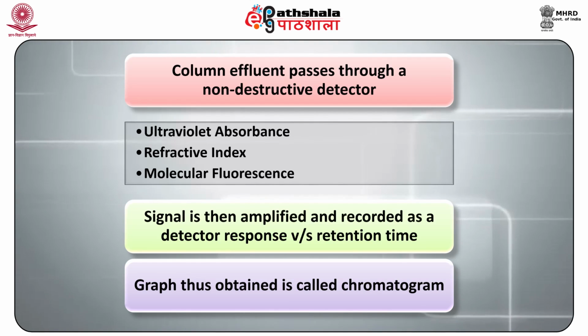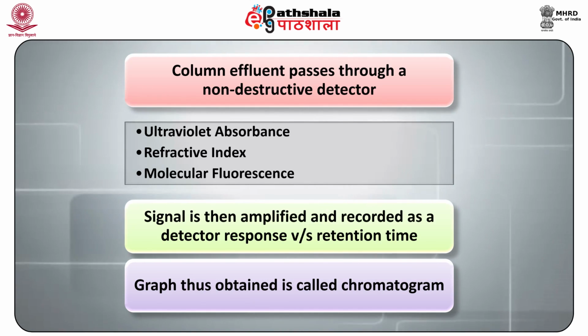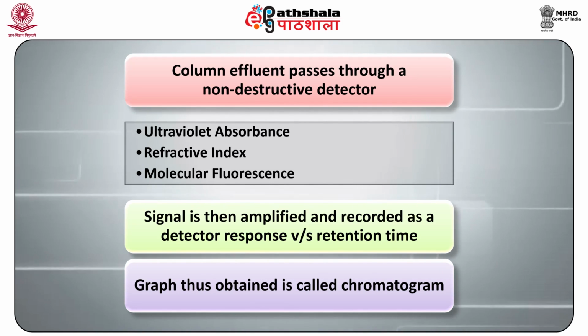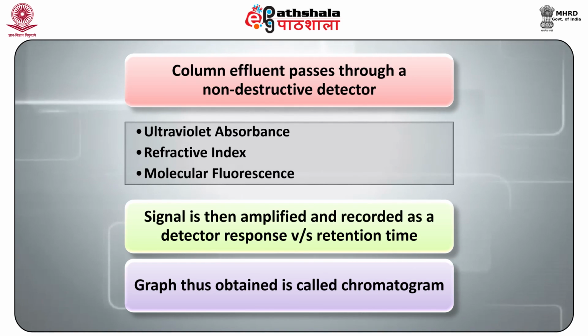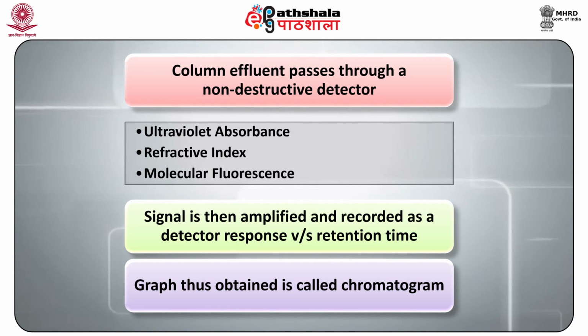The separation takes place in the column, which varies from 3 to 30 cm in length and 3 mm in diameter. Typical flow rates fall between 1 to 2 ml per minute with pressure up to several thousand psi. The column effluent passes through a non-destructive detector where properties such as ultraviolet absorbance, refractive index and molecular fluorescence are monitored. The signal is then amplified and recorded as a detector response versus retention time. The graph thus obtained is called a chromatogram.